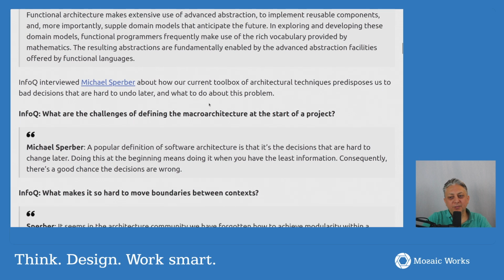But on the other hand, it's correct that these abstractions, reusable components, domain models, supple domain models that anticipate the future, yeah, I can definitely see how this can work with functional programming.